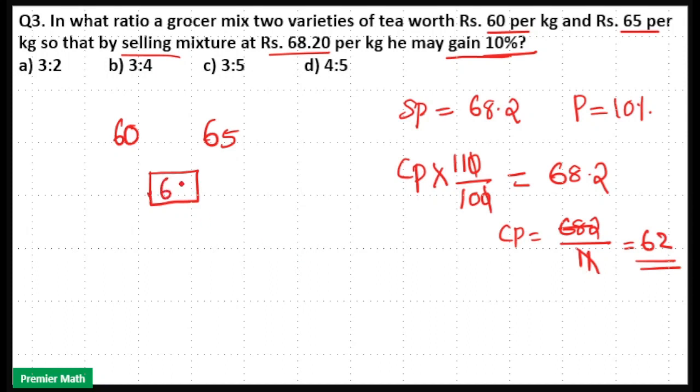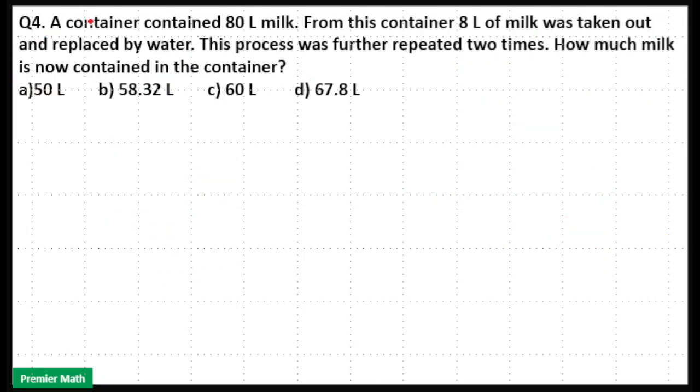So, middle number is 62. So, use the allegation method. 62 minus 60 is equal to 2 and 65 minus 62 is equal to 3. So, 3:2 is your answer. Option A is your answer. Next is question number 4.